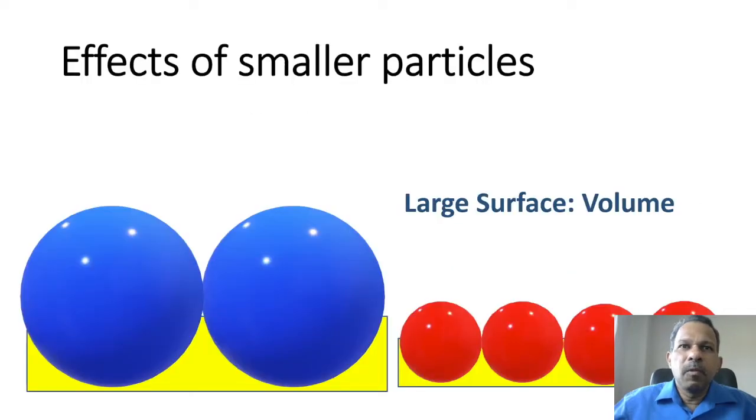One of the important effects of smaller particle size is the surface to volume ratio. When the particles get smaller and smaller, the surface to volume ratio increases. You can easily understand this by the blue balls and the red balls. The volume would be the same, but it's divided into smaller balls.